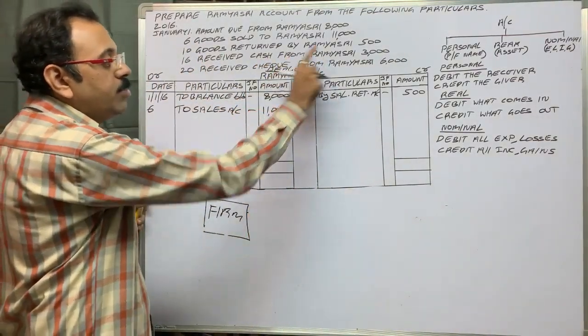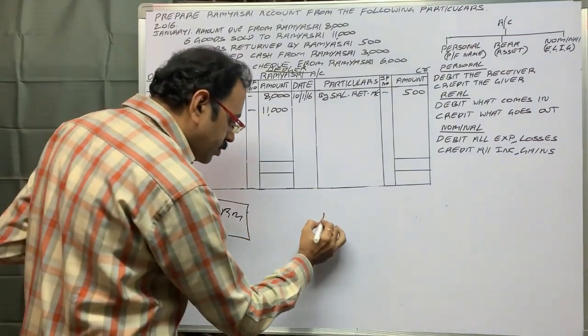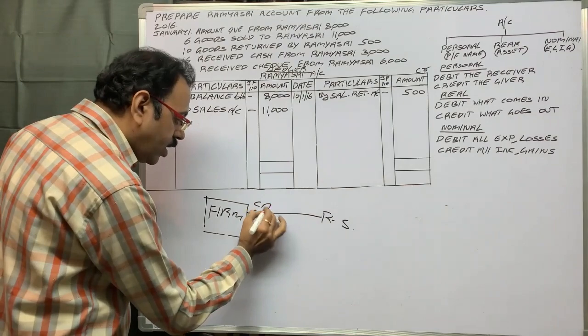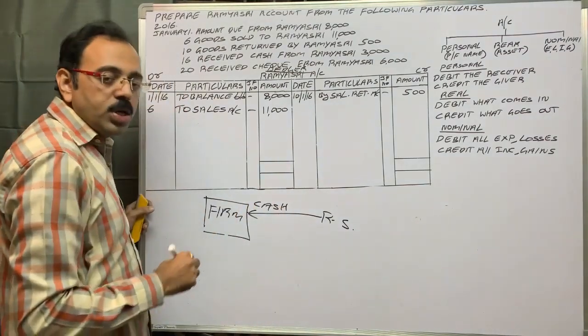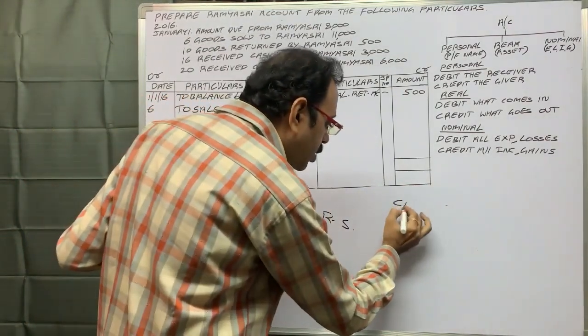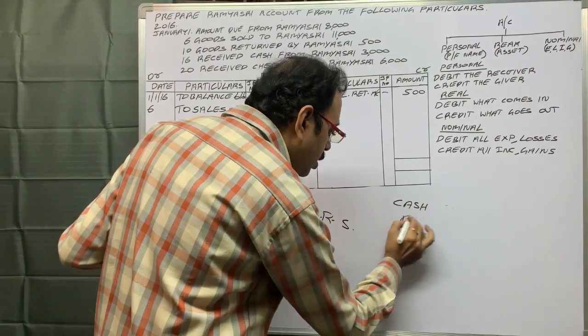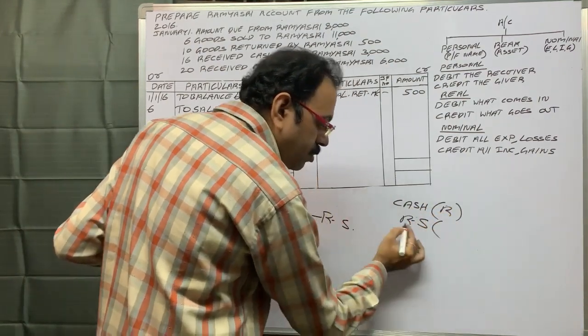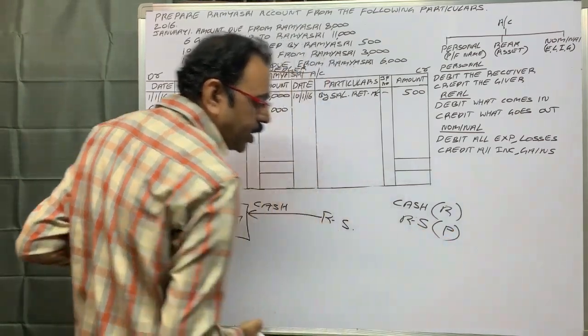Received cash from Ramyashri. From Ramyashri, we are receiving cash. What are the two accounts? Cash account, Ramyashri account. Cash is an asset, a real account; Ramyashri is a person, so a personal account.